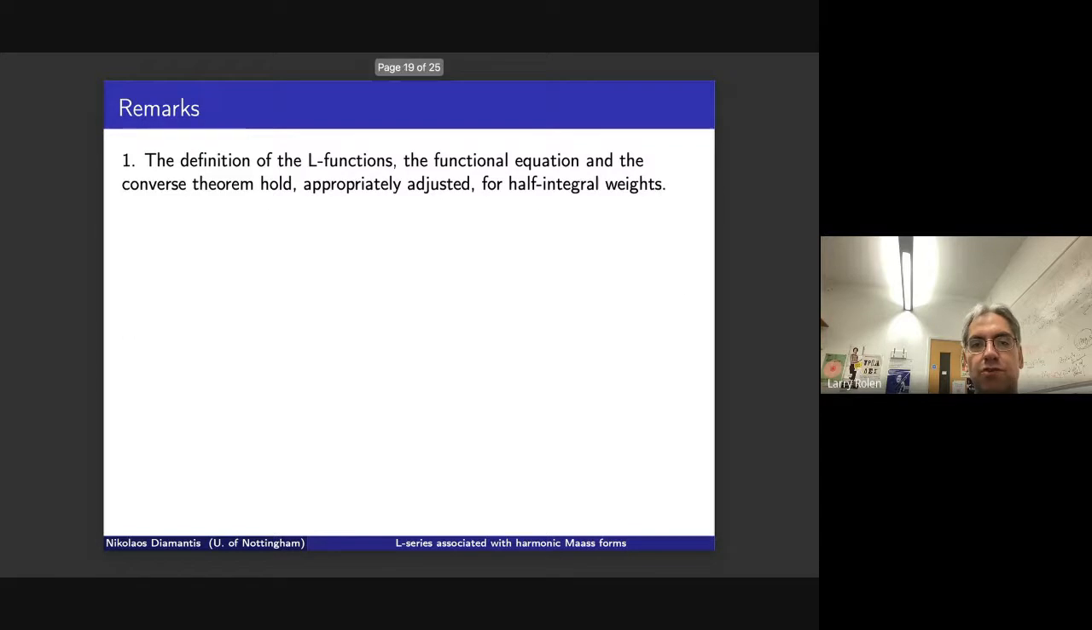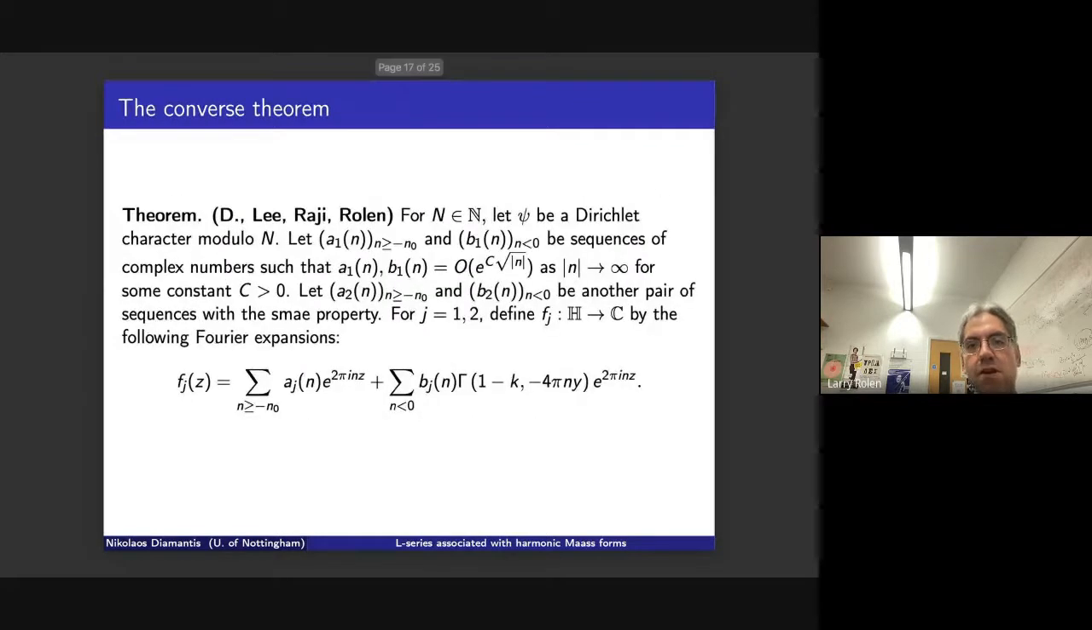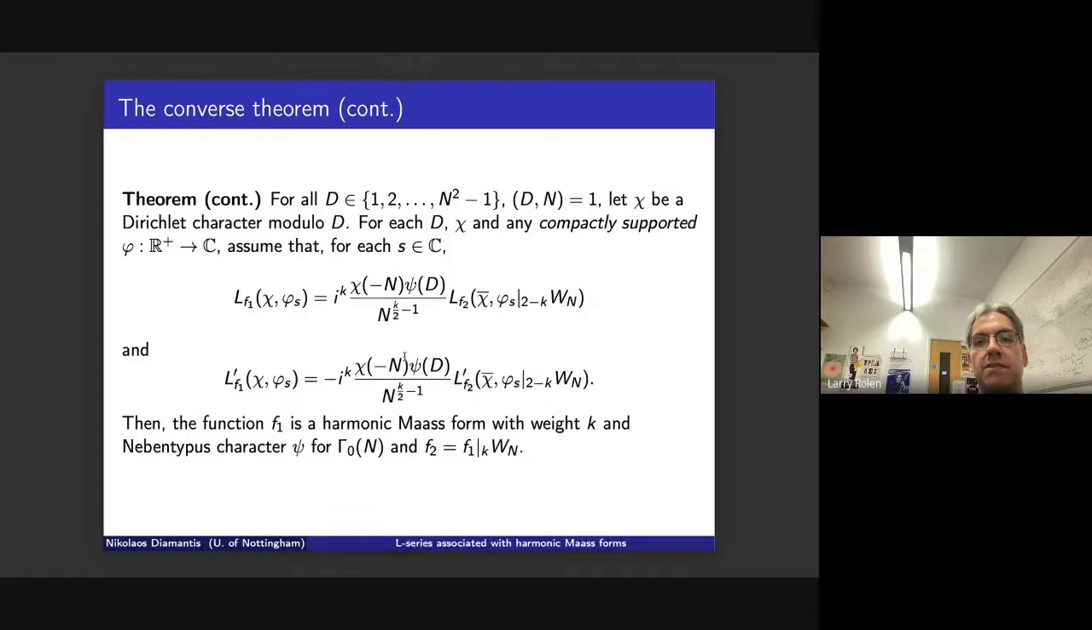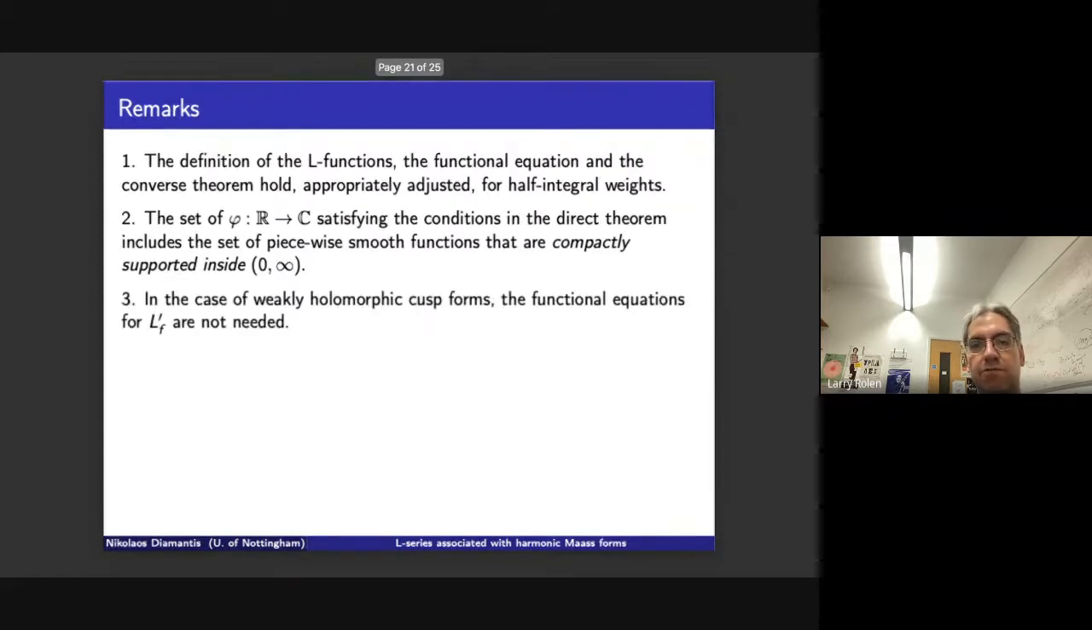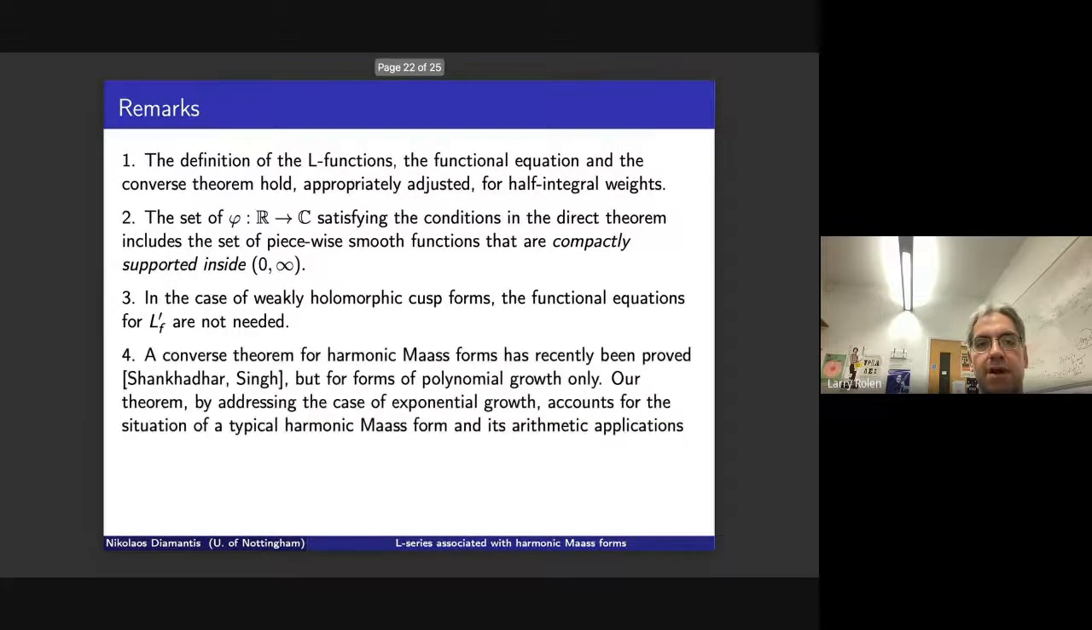They are essentially vacuous. So to go back here, if we restricted our data to A1 of n and A2 of n, and B1 of n were 0, if we had only the holomorphic part, then we could draw the same conclusion, but requiring only the functional equation for L f1 and L f2, not L f1 prime. This is only to cater for general harmonic mass forms that we have the L f prime.